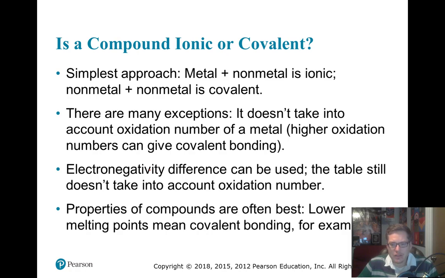Then electronegativity difference, you can also look at that. On the back of the periodic table, I tell you that if your electronegativity difference is bigger than a certain value, you have an ionic compound. But once again, you have to look at the oxidation number to use that effectively in all cases. Really the foolproof way to tell whether you have an ionic or covalent compound is looking at the properties of the compound.